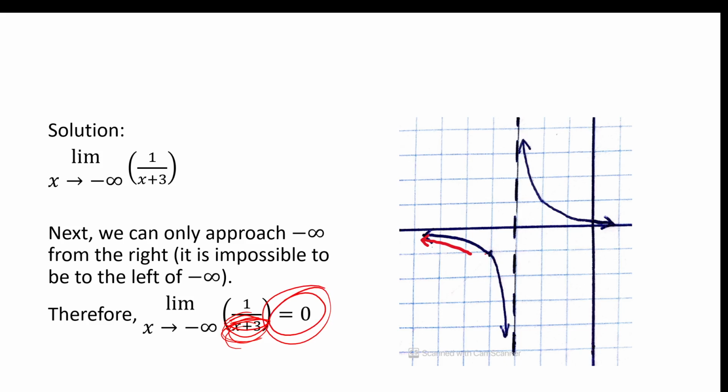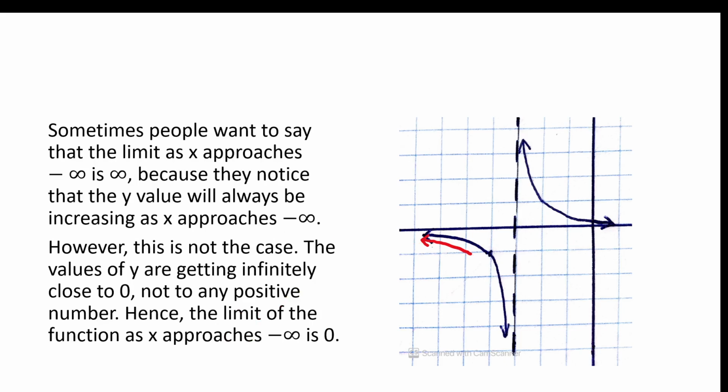So just think about it. If we graph that curve infinitely far to the left, we would see that our y values would keep on getting closer and closer and closer to 0. They'd get infinitely close to 0 if we kept on moving to the far left.